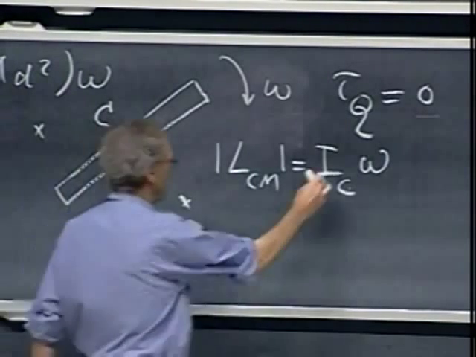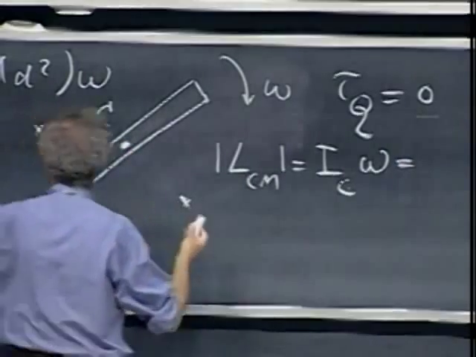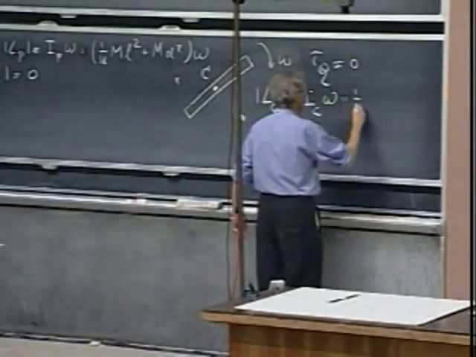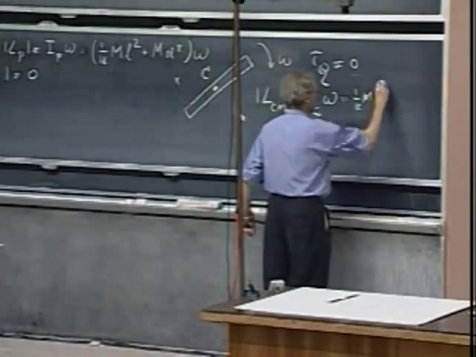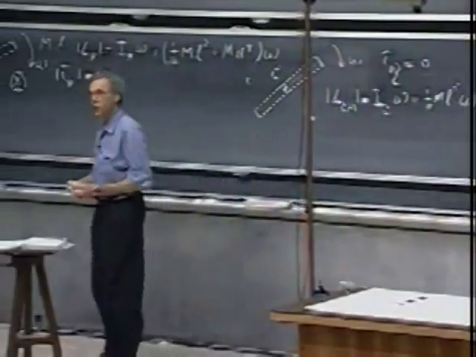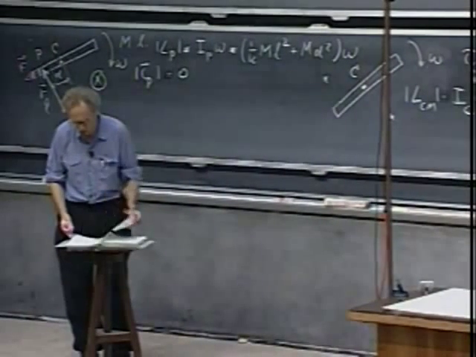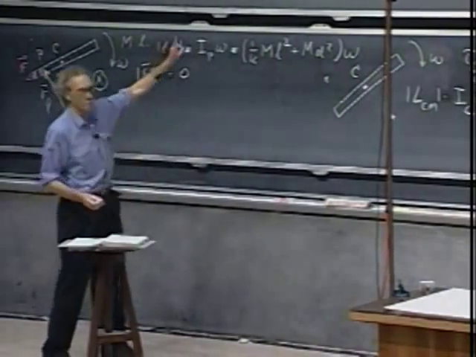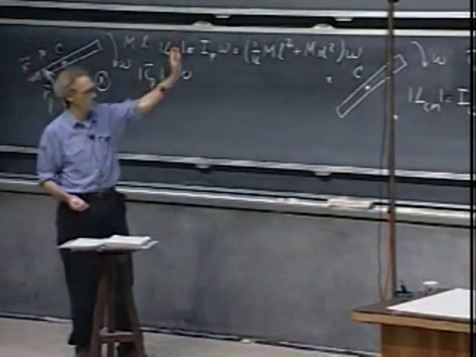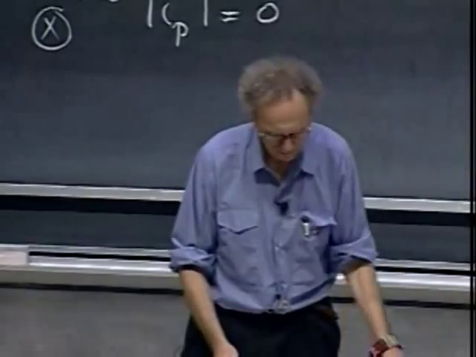What is the moment of inertia of rotation about the center of mass? That is my 1/12 ml squared. So now I have 1/12 ml squared times omega. That is now the intrinsic spin angular momentum, and it is the same for any point that you choose. Even if I choose a point here in space, you can prove that it is still the same angular momentum.